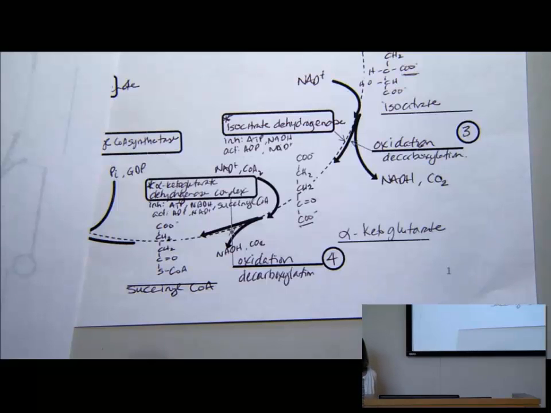What's the enzyme? Alpha-ketoglutarate dehydrogenase complex. Yeah, succinyl-CoA, the product, is an inhibitor. So if we have a lot of that one particular product, the reaction isn't going to go forward.